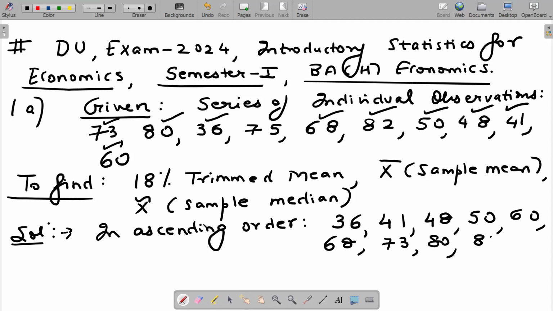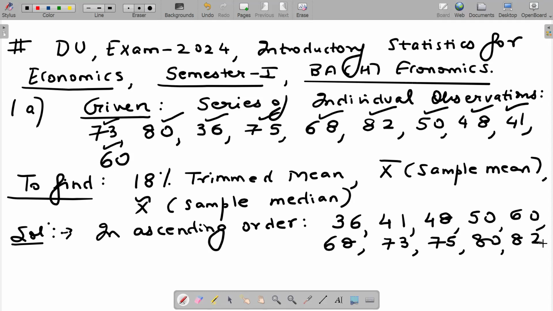I forgot a 75, which I can put here. There's also a 75, so that comes after 73. After 73, we have 75. Then we have 80. Then we have 82. So this is the data in ascending order.